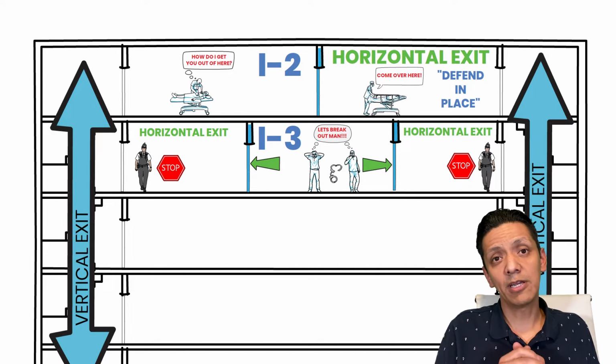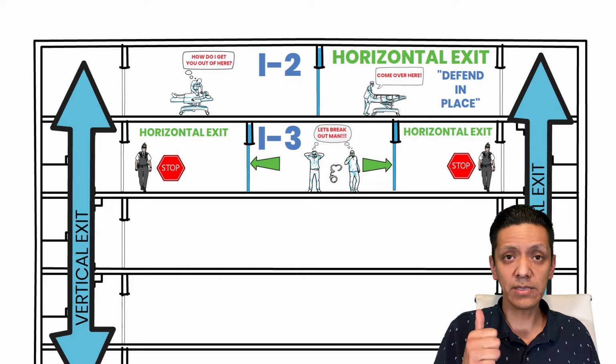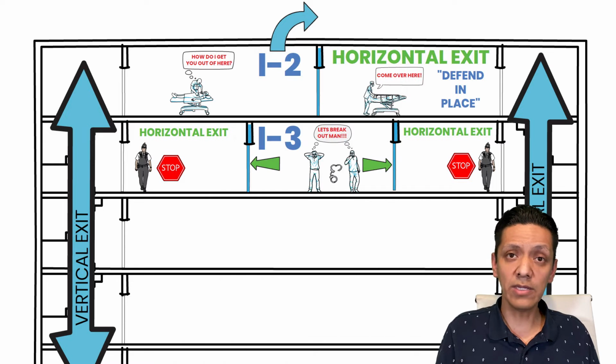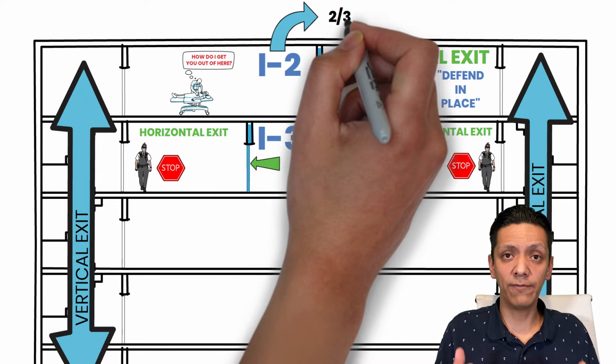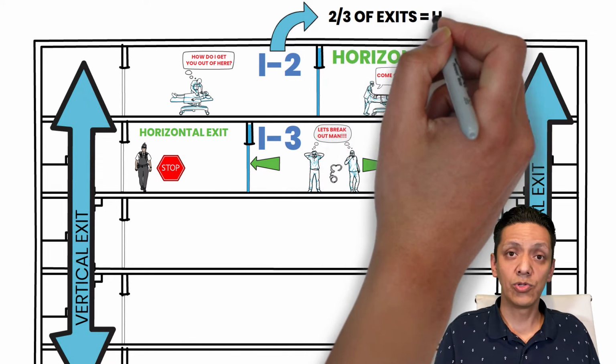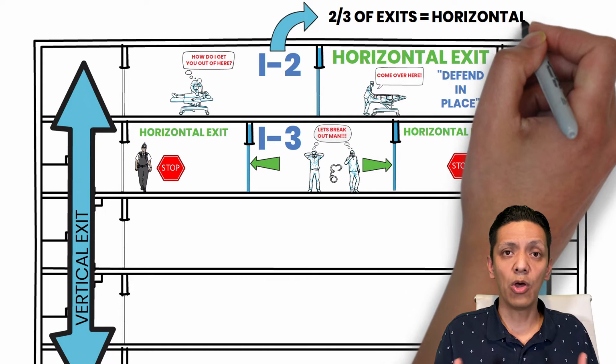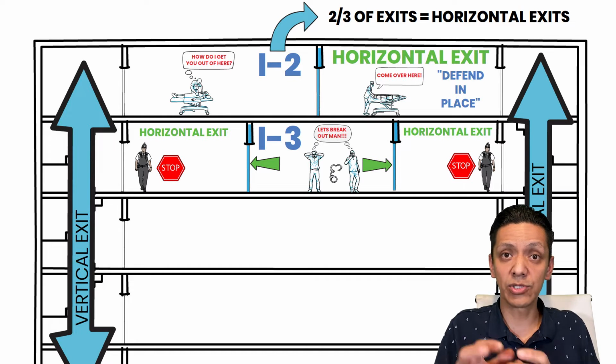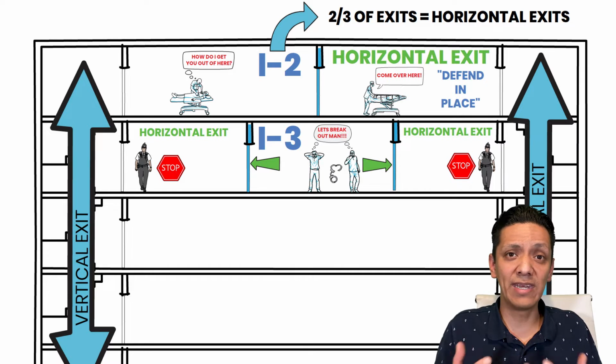And since we're already talking about exceptions, in the past example where we showed an I2 occupancy group, there is also an exception where if you need multiple exits, 2/3 of your exits could be horizontal exits. And again, this makes sense because in a hospital, especially in certain areas of the hospital, there may be a lot of people who cannot exit the building. They're just not able to.